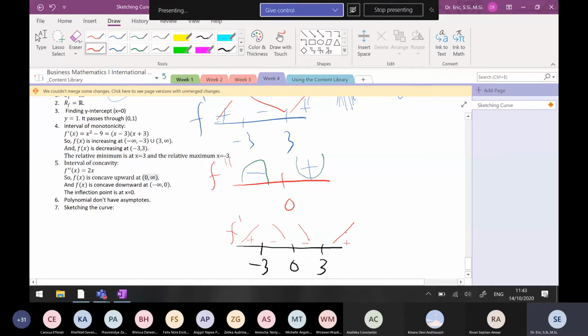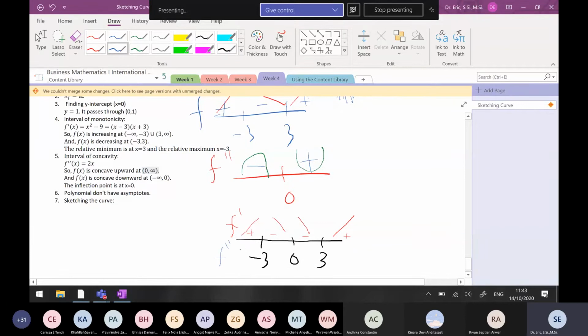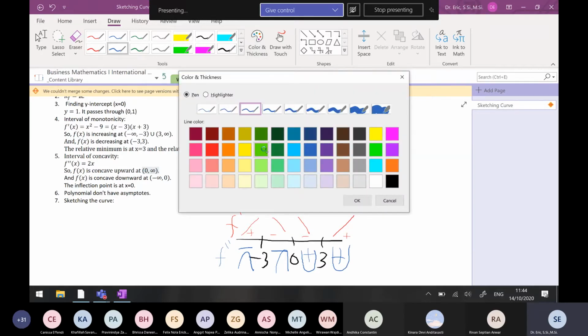I can do the same thing for f double prime. Left of 0 it should be minus, and right of 0 it should be plus. Minus means concave downward, and plus means concave upward. Then I will summarize all of this.